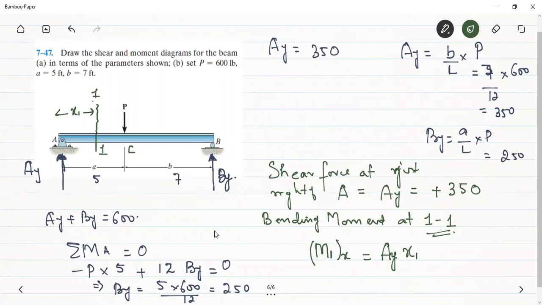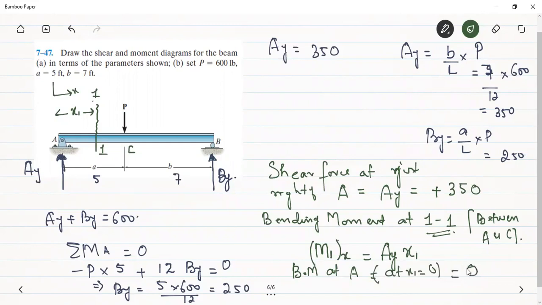We have taken the section between A and C. This equation will help us to find the bending moment at all the points between A and C. So what should be the bending moment at A? For finding bending moment at A, x will be what? I have measured the distances x from the support A. X will be 0. Bending moment at A, that is at x1 equal to 0, will be 0.